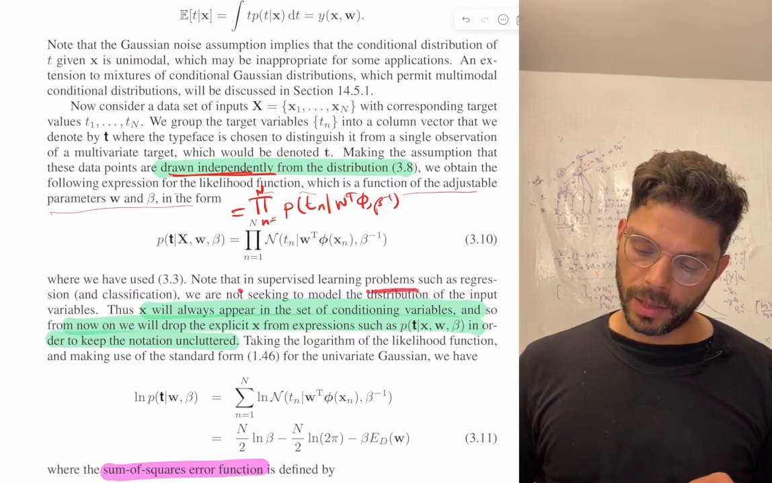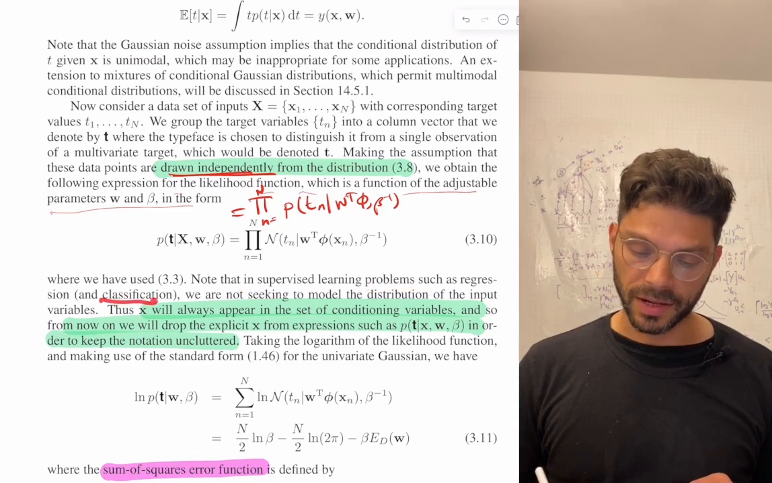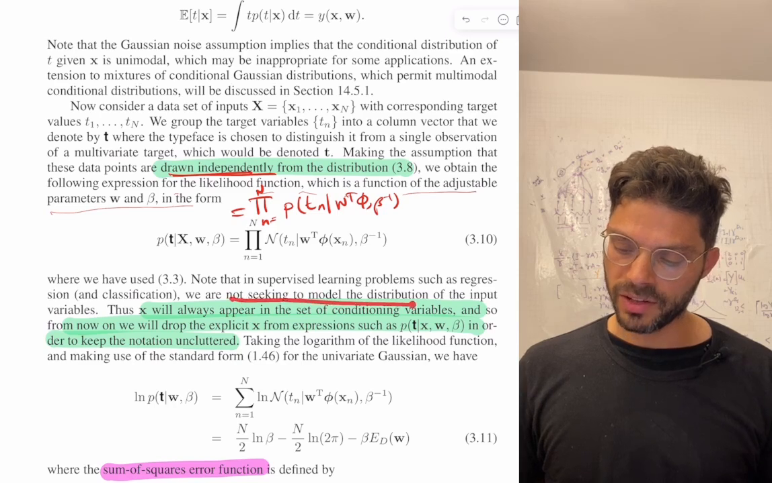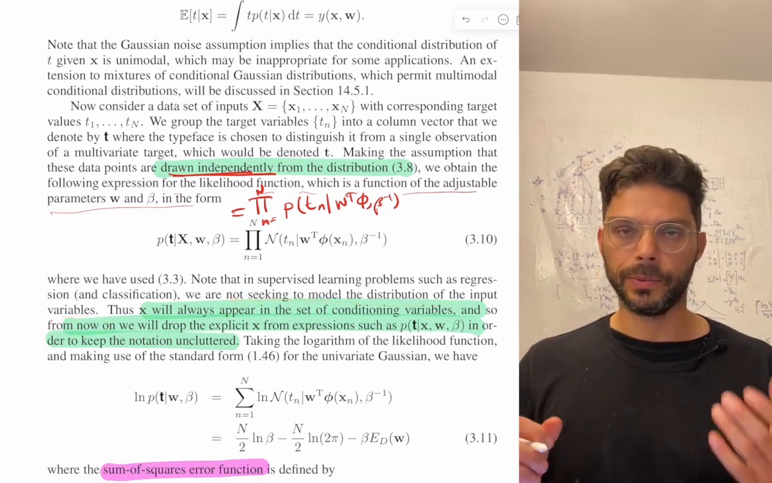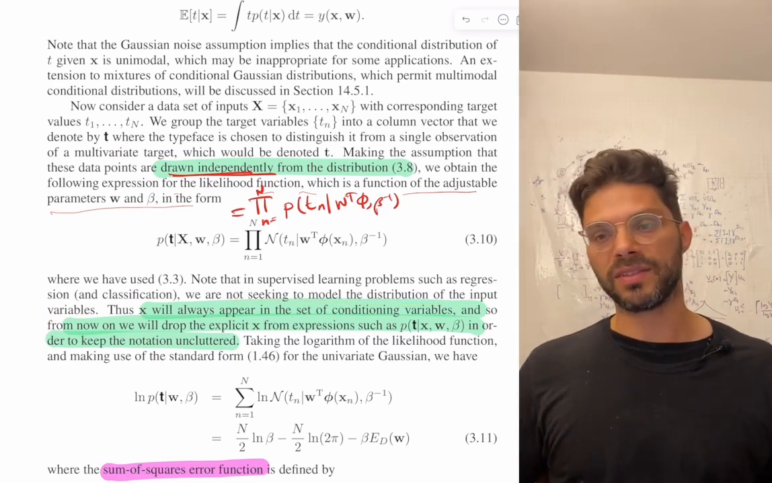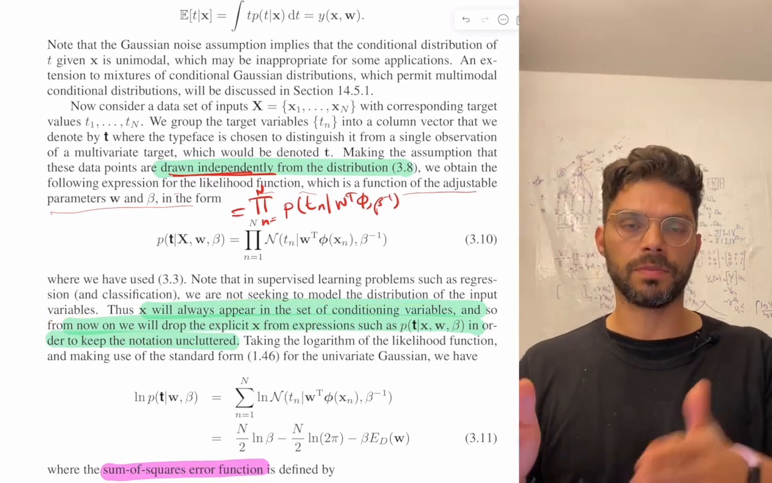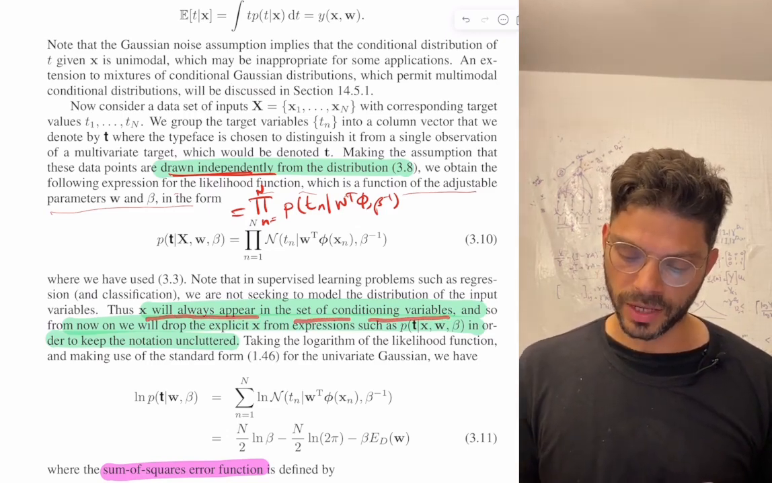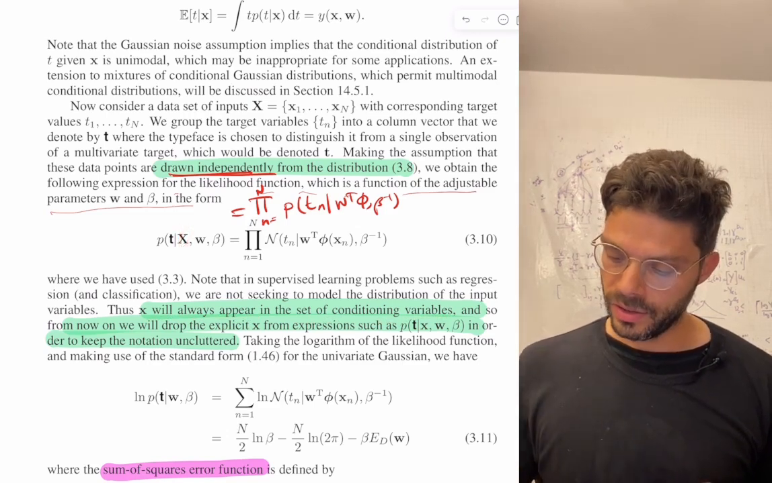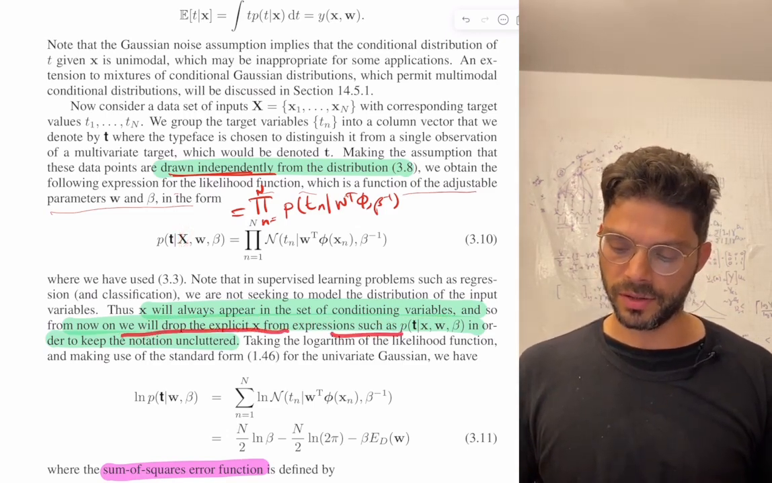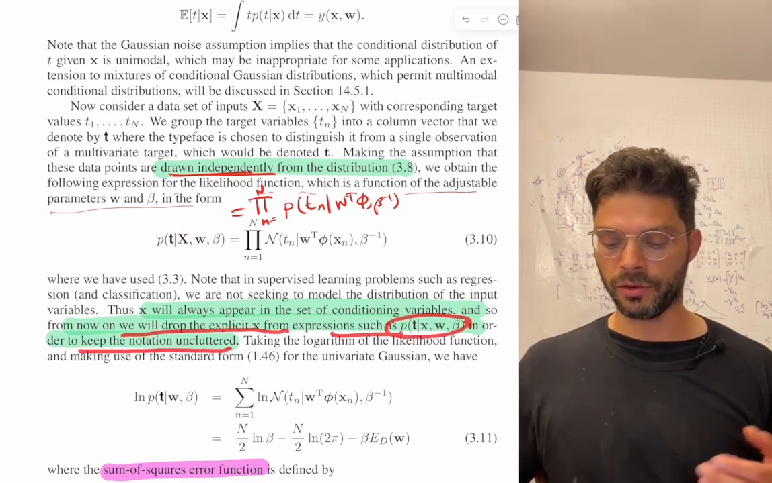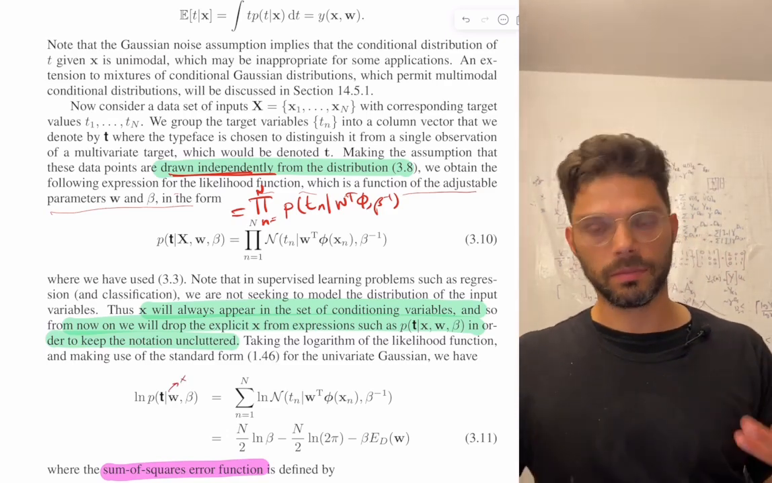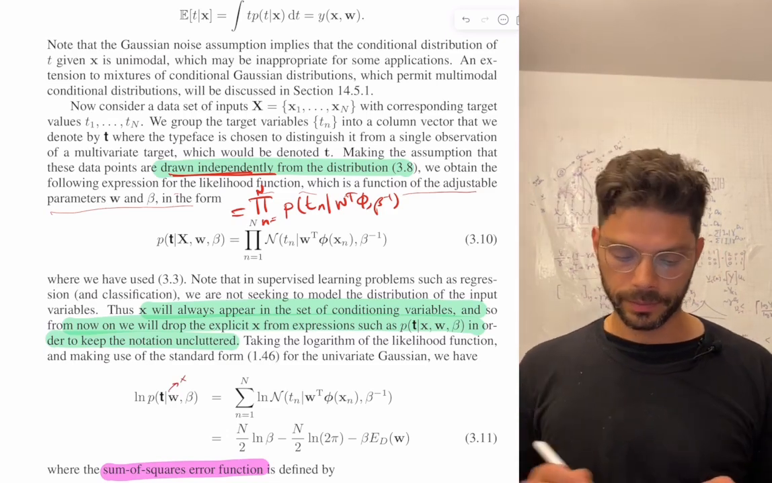Note that in supervised learning problems, such as regression and classification, where the targets are discrete, we are not seeking to model the distribution of the input variables. So we're not carrying on like, what's the probability of x given the targets. We just care about the probability of the targets given the inputs. Thus x will always appear in the set of conditioning variables, so we're always going to have an x sitting on the left side. So we will now drop the explicit x from expressions such as this in order to keep the notation uncluttered. Just remember down here, for example, there should be an x, but he's going to drop it because it'll be tidier that way.